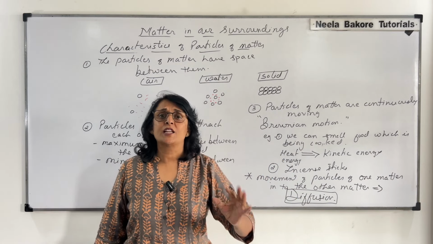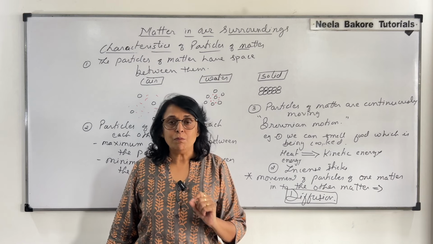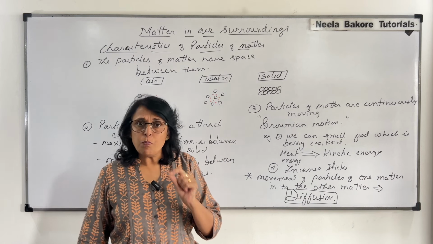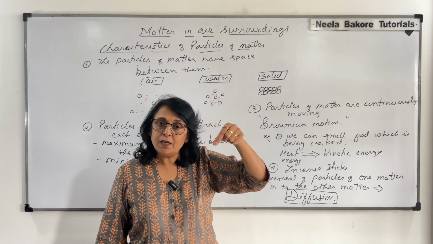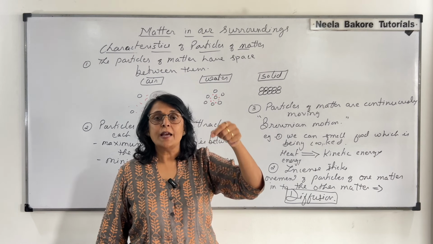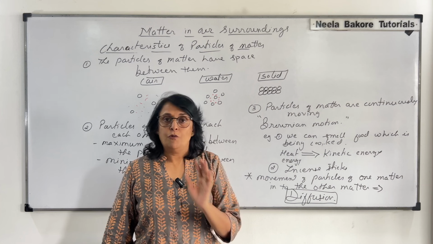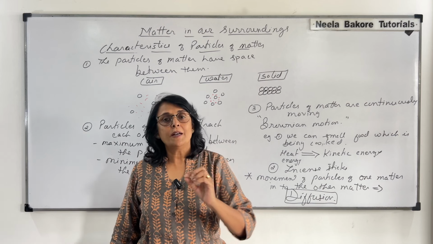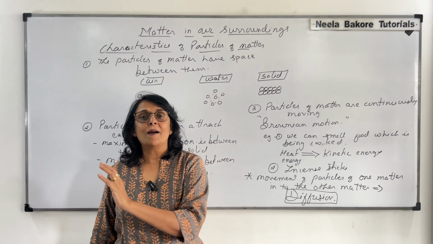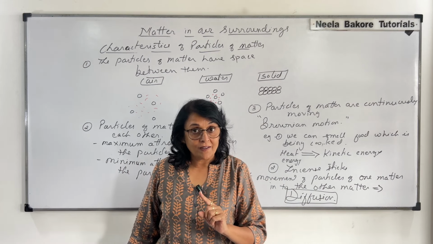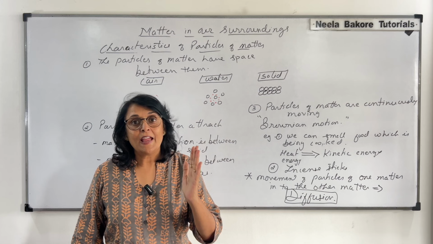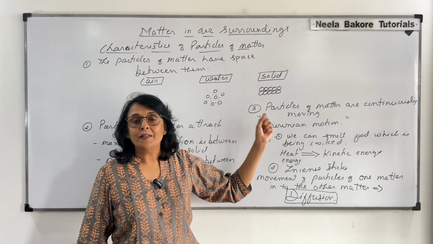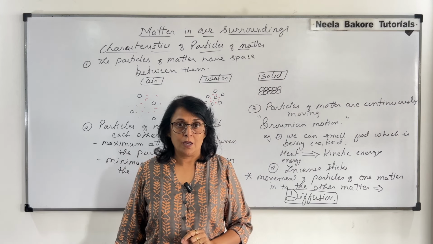And you can do many experiments like this. One experiment can be, you can take a glass, say half full with water, and then try to pour ink from one side without disturbing the water. For some time, you will see that there is transparent water on one side and ink on the other side. But after a couple of hours, you find that the complete water is of the same color. That means the particles of ink have moved between the particles of water.